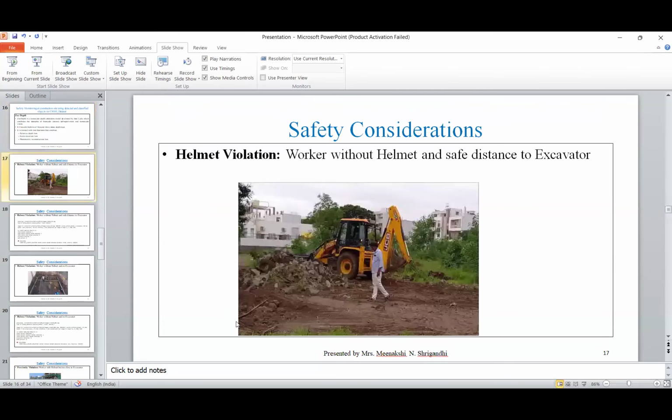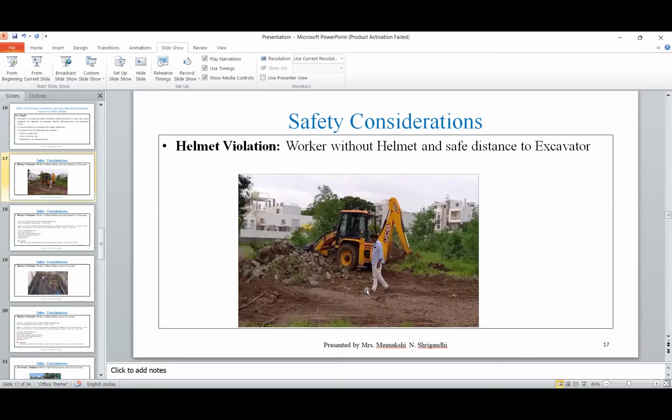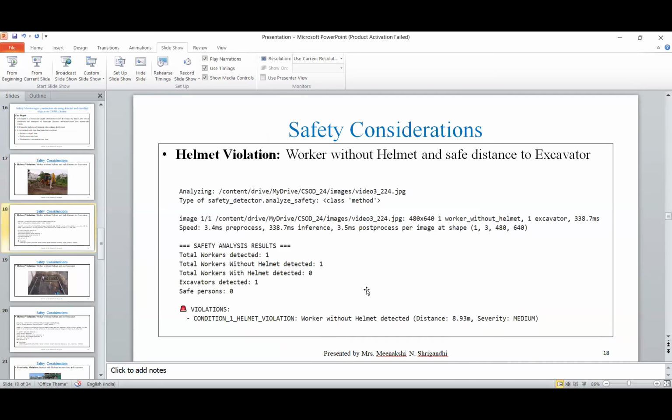So these are the safety considerations which have been used for my research purpose. This is a video frame which consists only of the worker without a helmet, and he is also at a safe distance from the excavator. So in this case, when I have applied the proximity detection algorithm, it is giving the helmet violation.